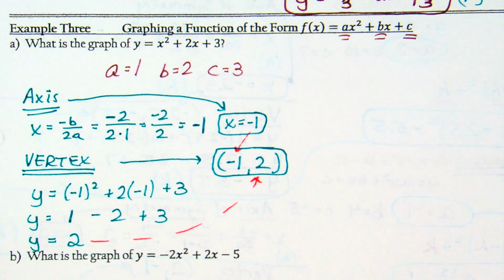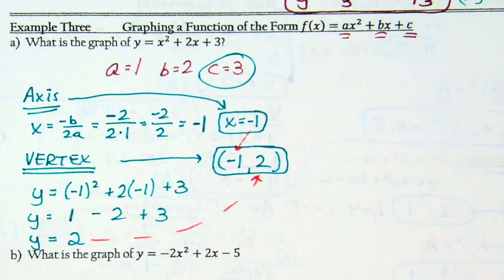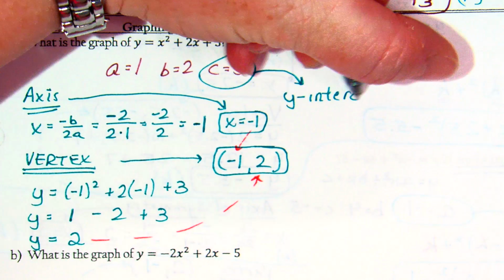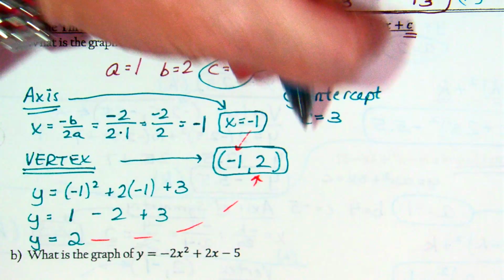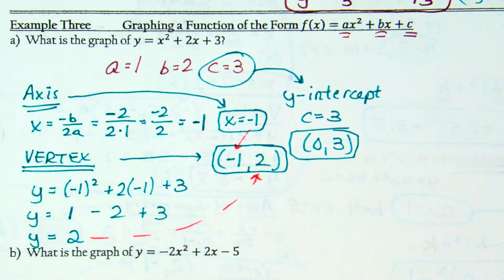Here's what I'm trying to tell you guys. Your C value is always your y-intercept, because you plug 0 in for x, and you will always get that C value. So the y-intercept is 3, because C is 3. Or in other words, it's the ordered pair 0, 3. That's the easy way to find another point.